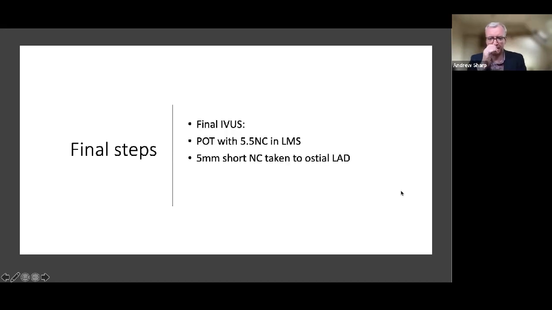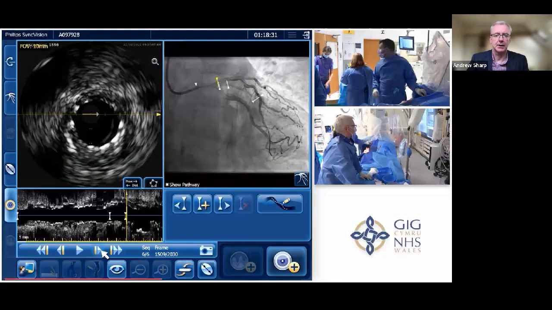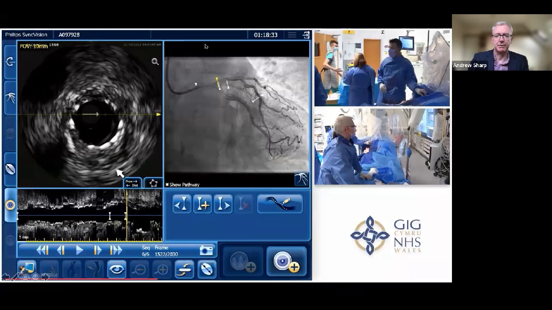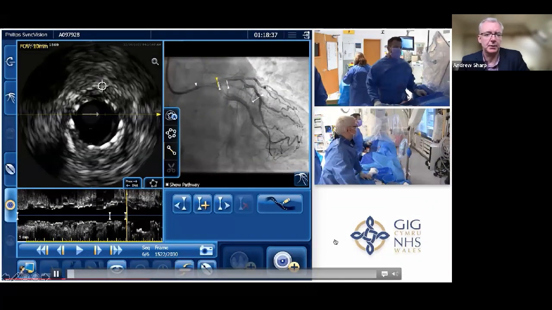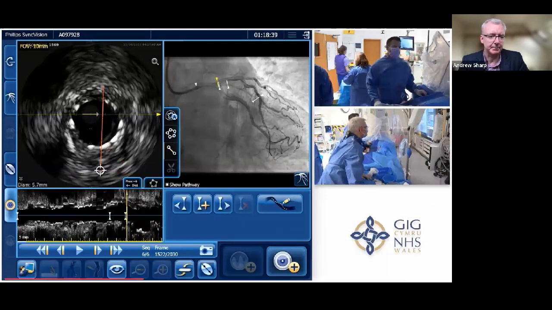And then we did a 5.5 in the left main. And then just because we had that area of positive remodeled stent, we just took a short 5 and went up at relatively low pressure just to try and get the most out of the ostium of LAD. So we're coming to our final images here, and we're just going to show you how we did the LAD.